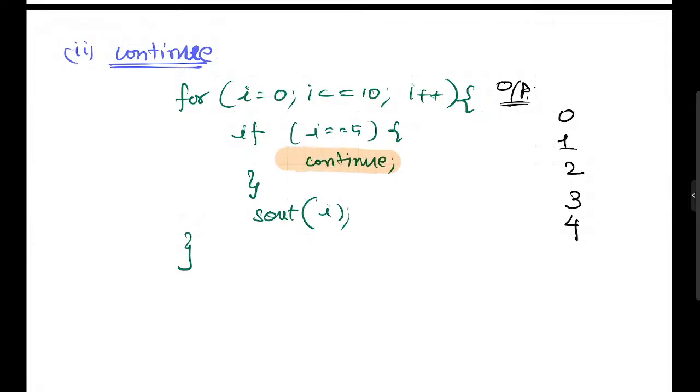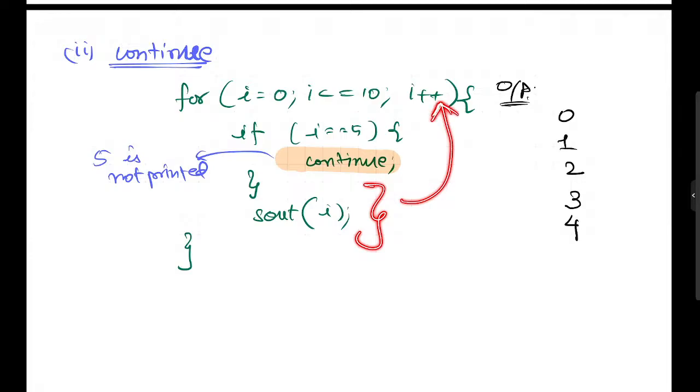because of this continue, right? 5 is not printed. So that is the main reason why you generally use a continue. Because there is continue, this entire thing is skipped, and then you go to this. Now I becomes I plus 1, which is equal to 6, right?